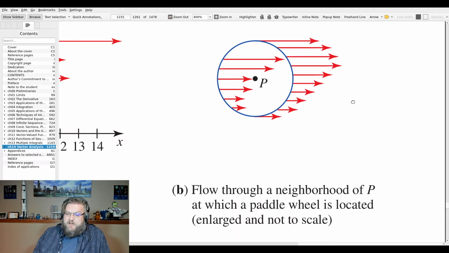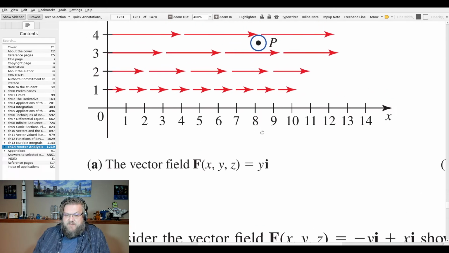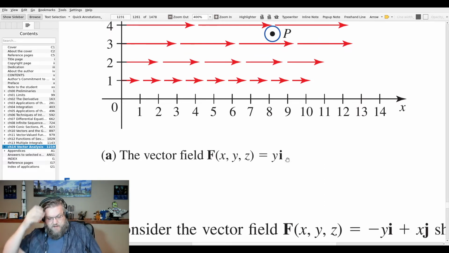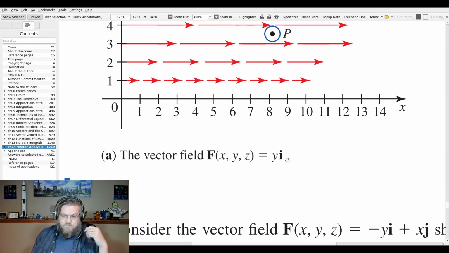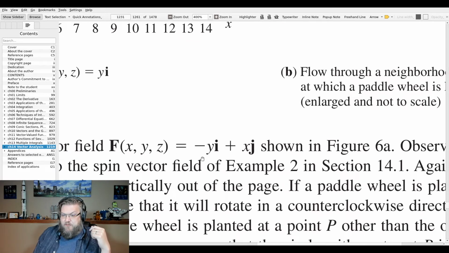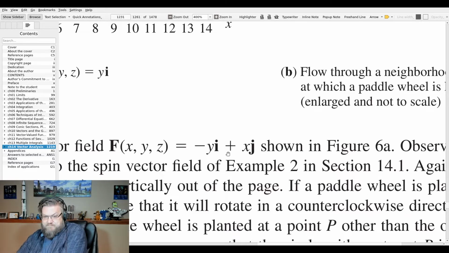It says flow through a neighborhood of P at which a paddle wheel is located. This is going to have clockwise rotation. Okay? So let's remember that. This field here, the field yi, seems to invoke a clockwise rotation. So I'm going to jot that down, and then I'm going to show you a couple more pictures here. This next field is the one that we were working with earlier, negative yi plus xj.